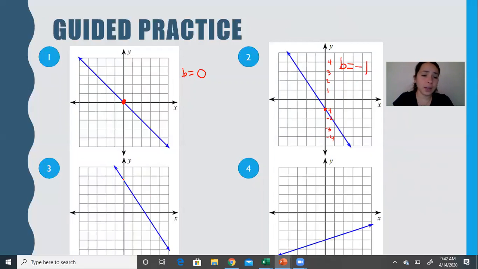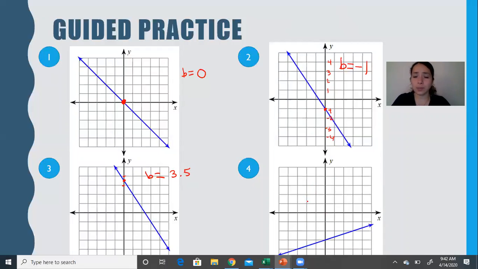Where does this line cross the y-axis? So my b is equal to, and then let's look at, well, that was 1, 2, 3, and this is 4. So it's not on 3, and it's not on 4. It's somewhere in between. So that's b is equal to 3.5.